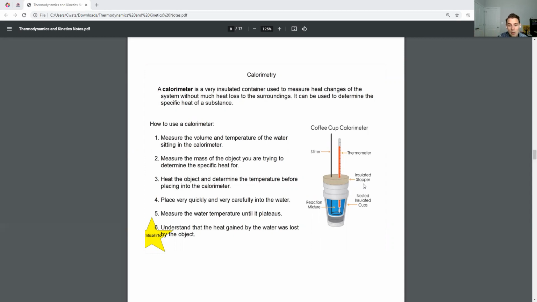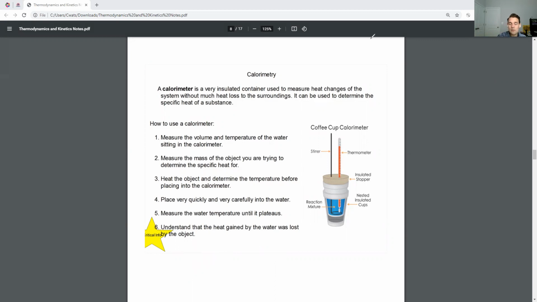And then it's very important for a calorimeter, we assume that heat gained by the water was lost by the object. So we can say that the Q of the water will be equal to the negative Q of whatever that reaction is. Okay, because the whole idea is that we're not losing it. So whatever the object gave off, the water absorbed. Okay, and vice versa. Let's say it's an endothermic reaction. Whatever the reaction absorbed, the water gave off. But we're just considering it so none of the heat is lost. It just goes from one thing to the other.